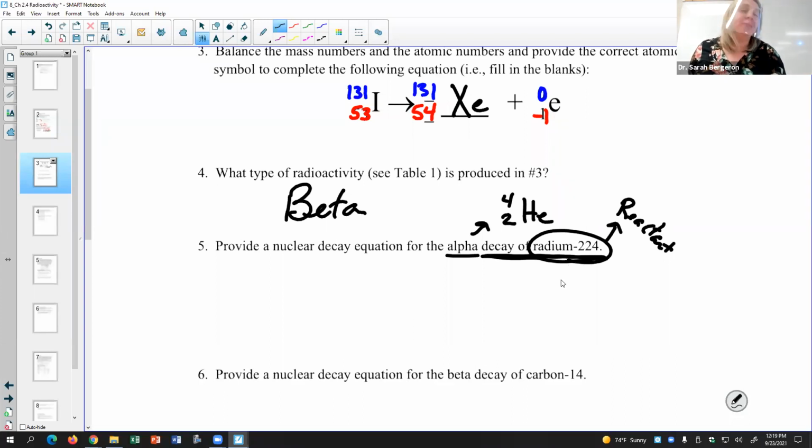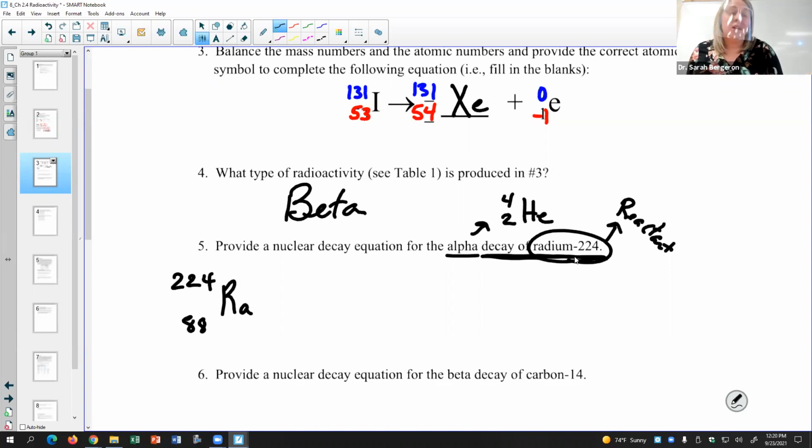Okay, so what's radium? Ra. Radium's Ra. And remember, if you print out your best friend, on the back side of the periodic table, it has all the elements and their symbols, which is really, really helpful. Okay, so 224, does that go on the top or the bottom? On the top. How do I know what goes on the bottom? What is radium? 88. It's in the second column at the bottom.